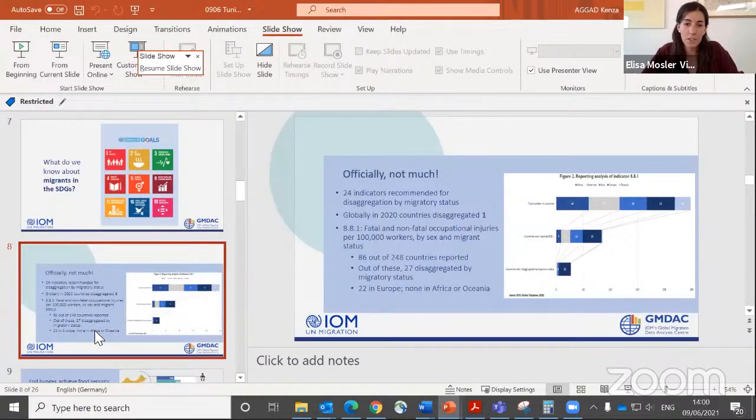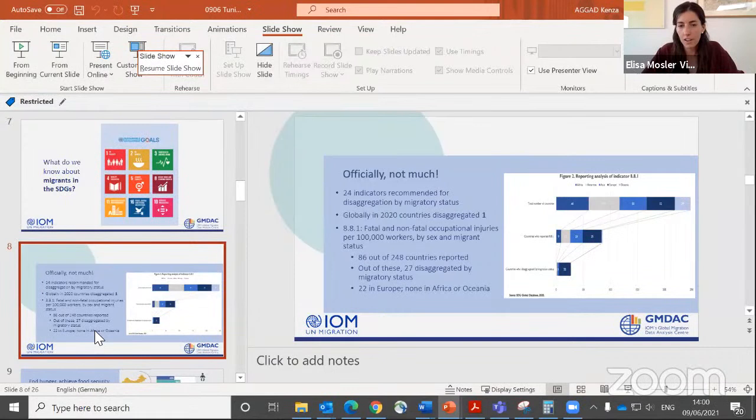So the first interesting thing that we found was that if you look at the global SDG data, at the indicators that countries produce all around the world on all 17 goals, officially, we really don't know much about where migrants are in those goals. We don't know if they are doing better off or worse off than the average person in any country when it comes to most of the goals.